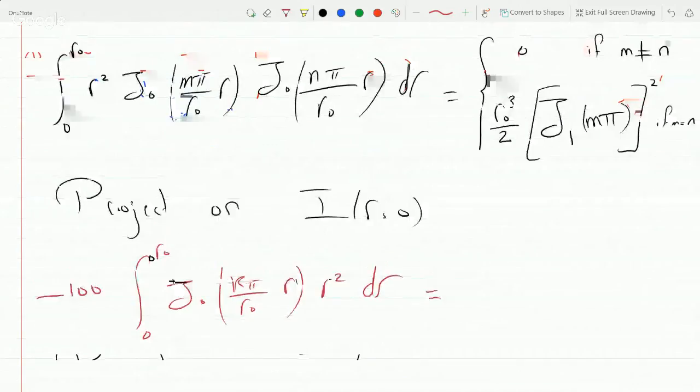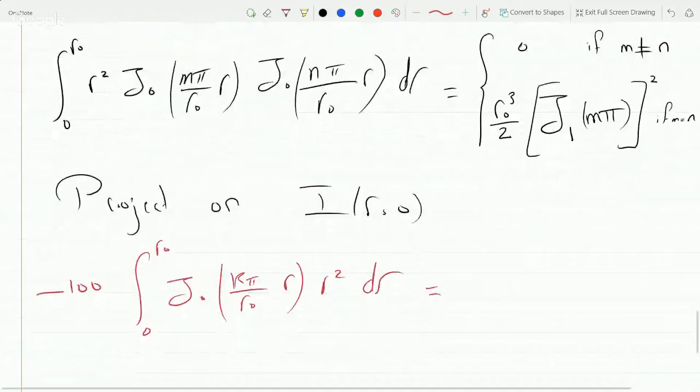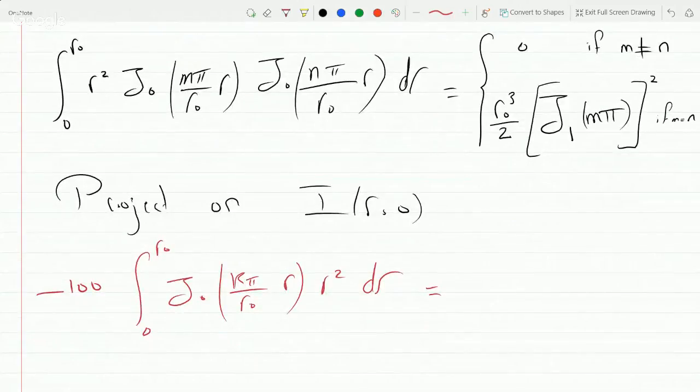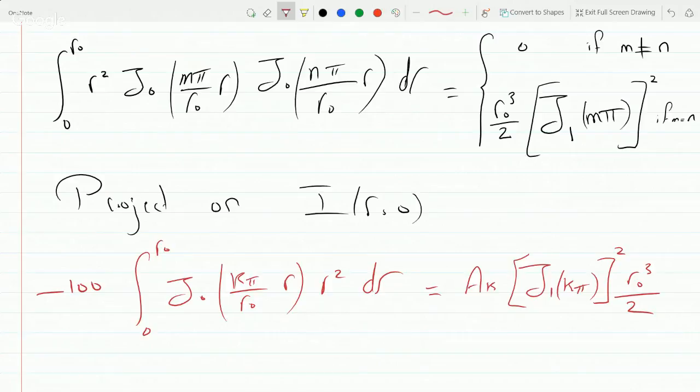But according to the identity that I wrote in black, on the right hand side all the terms will vanish except where m equals n, and that's going to give me the coefficient a k times J1 of k pi, squared, times r0 cubed over 2. I'm just transitioning here from m to k because I've used k on the left hand side, so I'll just call it k now.